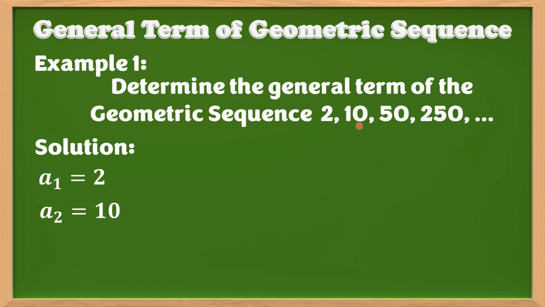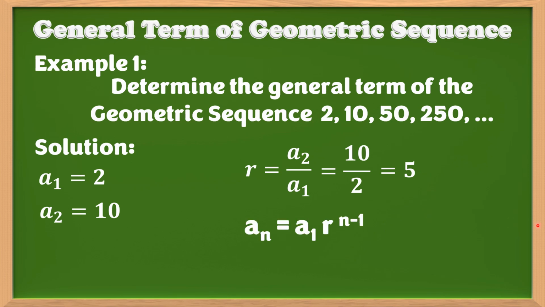And then next is we're going to determine the value of r. And the formula in finding the value of r, the common ratio, is r is equal to a sub 2 divided by a sub 1. So we're going to change a sub 2 into 10 and a sub 1 into 2. So r now is equal to 10 divided by 2. So 10 divided by 2 is equal to 5. So the common ratio of the given geometric sequence in example number 1 is 5.